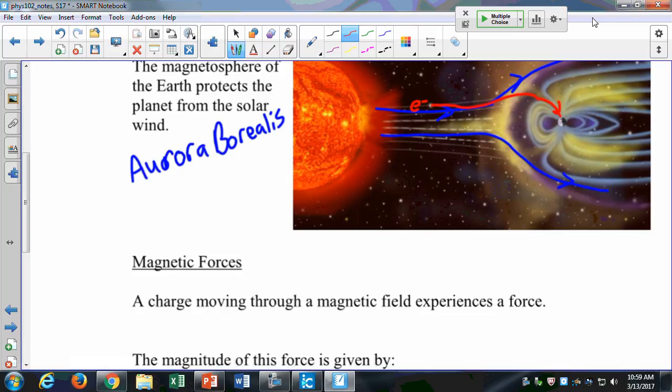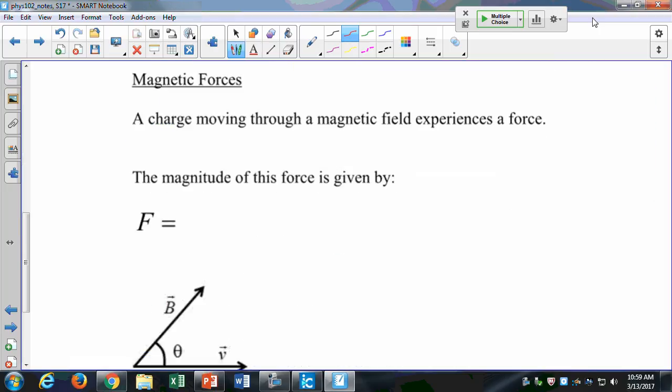So students often don't think very well in three dimensions. And so I think this has an extra thing of just allowing us to think of things in all three coordinates, the x, y, and the z coordinates. I'll show you what I mean in just a bit. But in short, a charge moving through a magnetic field experiences a force. And the magnitude of the force is given by this. It's given by qvB sine of theta.